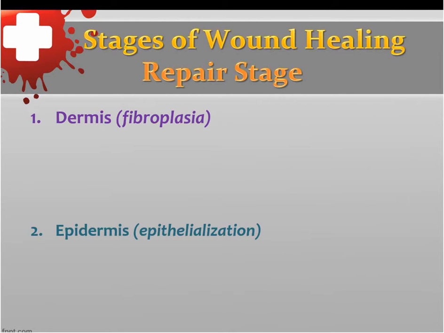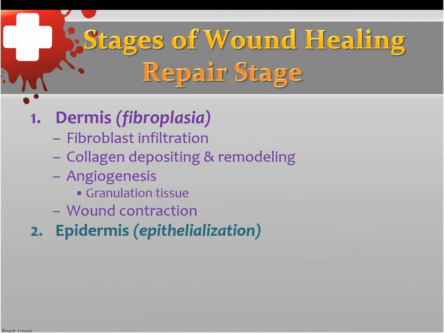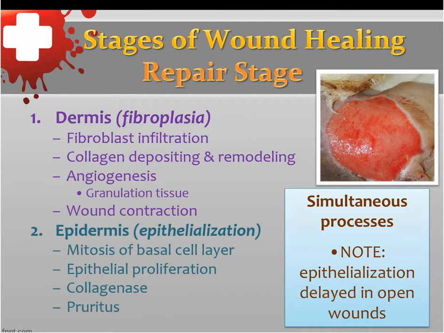In the dermis, the healing mechanism is called fibroplasia. During fibroplasia, fibroblasts infiltrate the wound and begin to deposit collagen. At the same time, the dermis is building new blood vessels in the wound. The blood vessels coupled with the collagen network that is being laid out is called granulation tissue. This is the pink healthy tissue that you can see in the top right-hand corner picture.